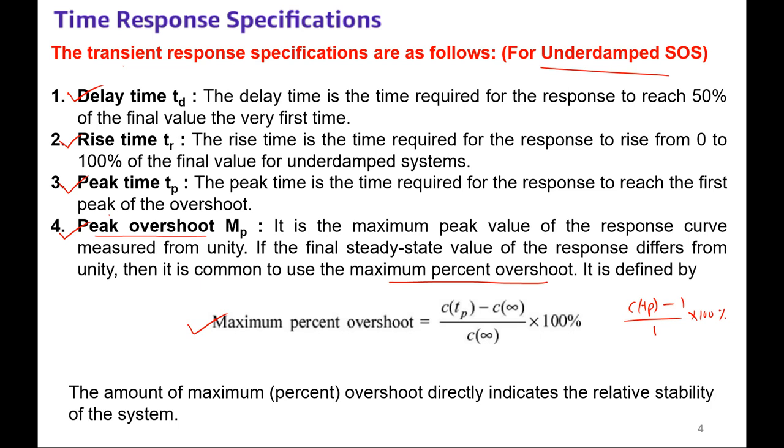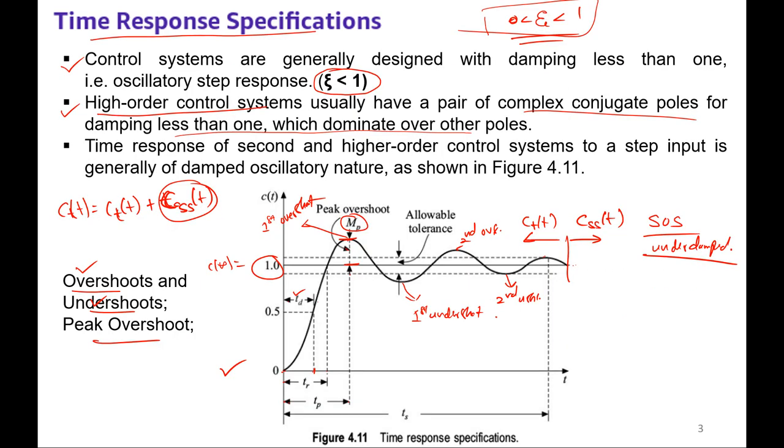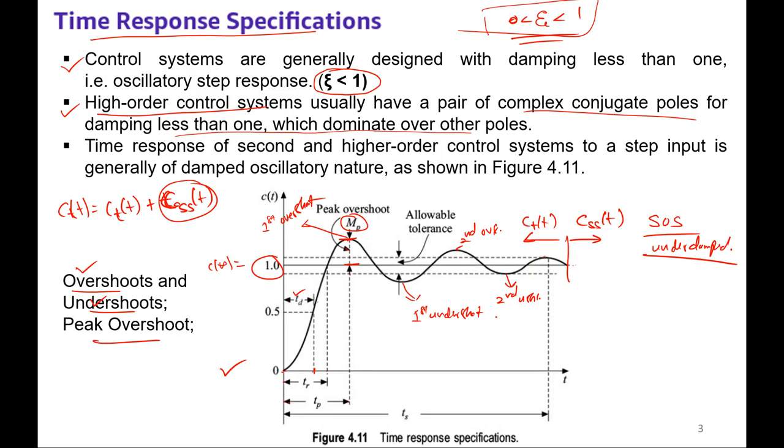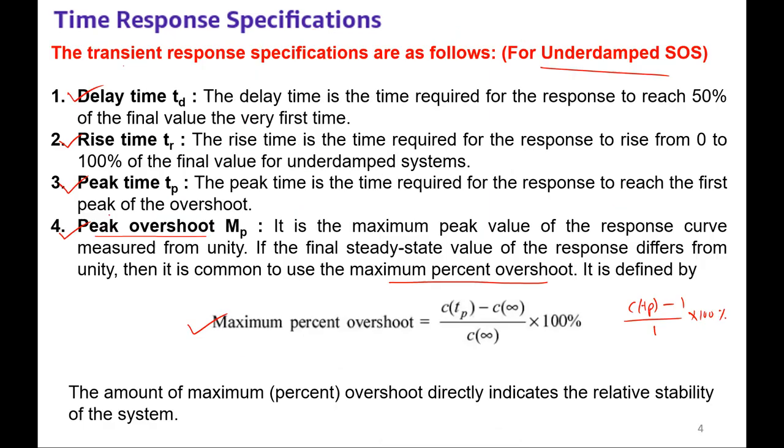If it is other than unity, you have to write the corresponding value. If it is 2, you write down 2, based on that. I hope you are getting it. So if it is other than unity, maximum percent overshoot is defined as C of Tp, means at time t equal to Tp. At time t equal to Tp, it will achieve the maximum value. So C of Tp minus C of infinity by C of infinity into 100.